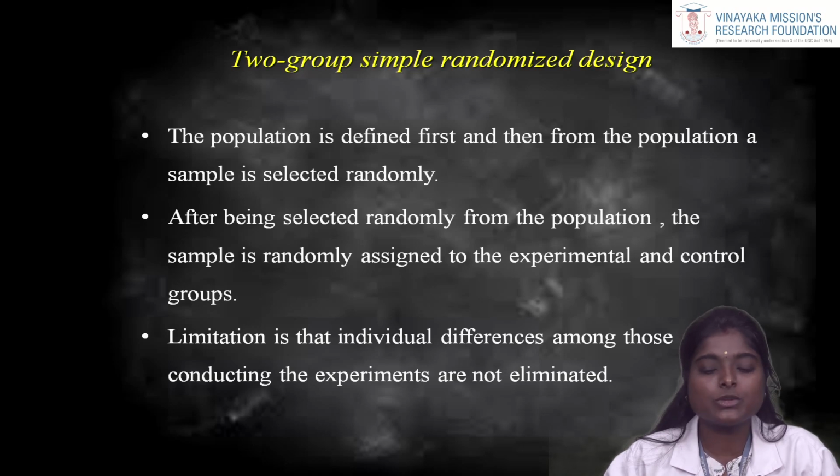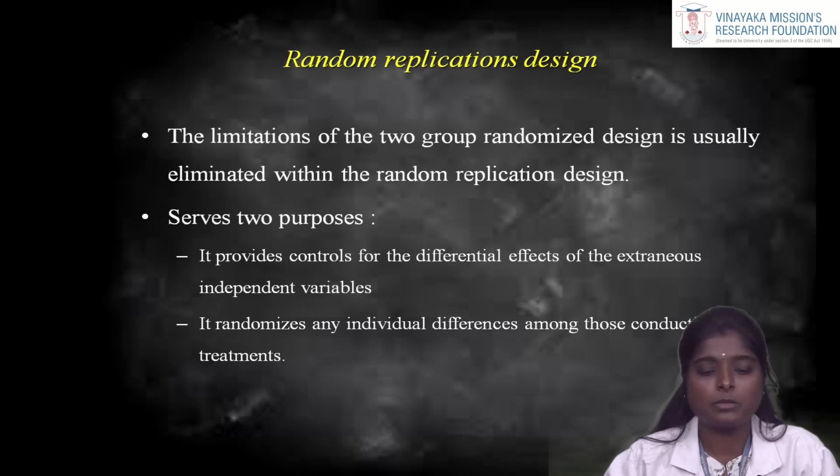The limitation is that individual differences among those conducting the experiments are not eliminated. In replicate design, the limitation of the two group randomization design is usually eliminated within the random replicate design, and it provides control for the differential effects of extraneous independent variables. It randomizes any individual differences among those conducting the treatment.